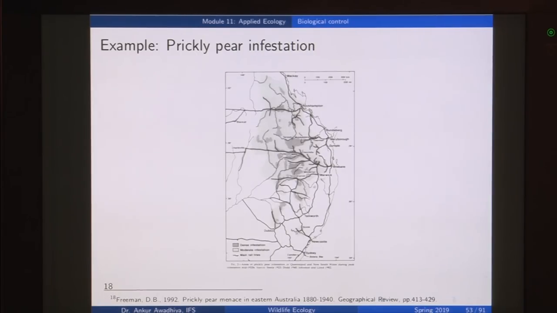Now, if that happens, and in the case of Australia, because you have a large amount of dry area, that is a very suitable habitat for the prickly pear. Now, if you have a lot of prickly pears, then you cannot use these areas for any other purpose as well. So, you cannot use it for ranching, you cannot use it for cultivation of anything.